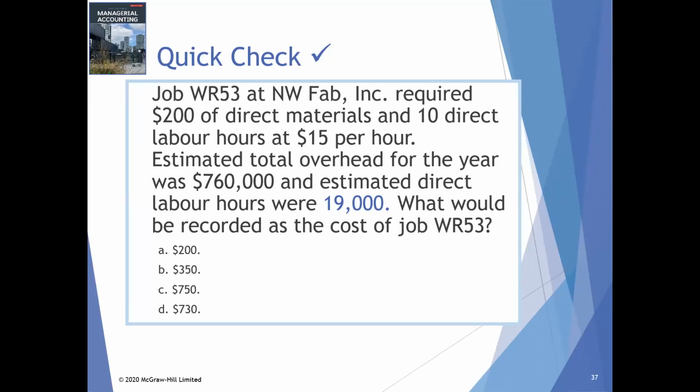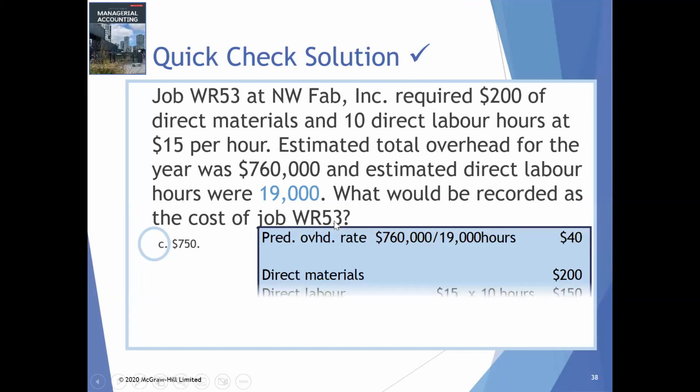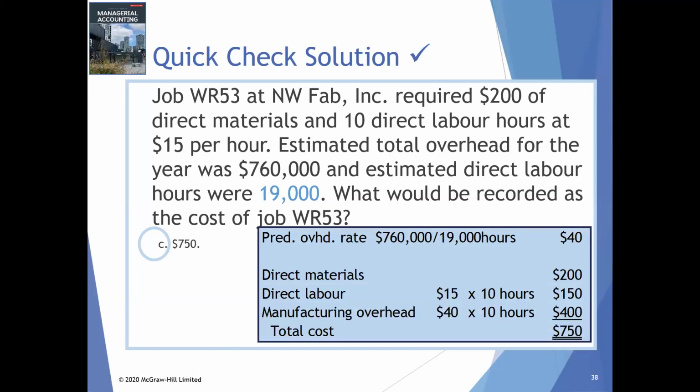Okay, so time is up. Now I can see some answers. Right, so what is the right answer here? 750 is the right answer. 750 is the right answer. So how we have calculated, you can see here the explanation in front of you. Predetermined overhead rate 40. Then we have direct material and labor. So manufacturing overhead we have 400, and total will be 750.